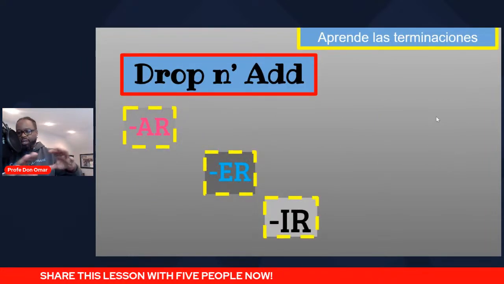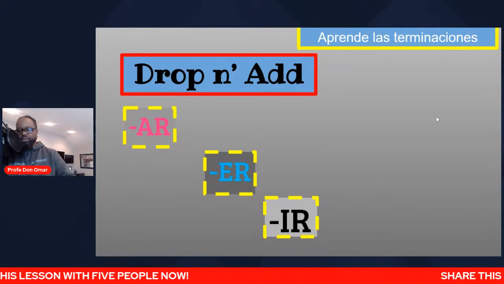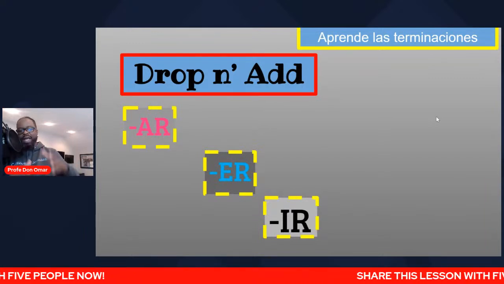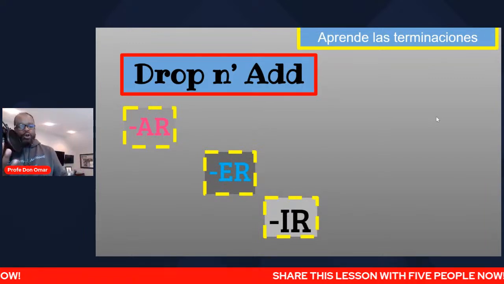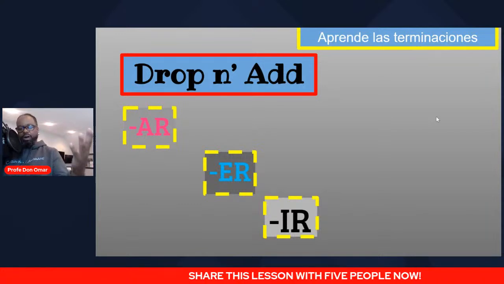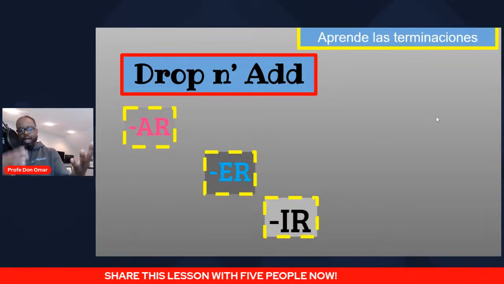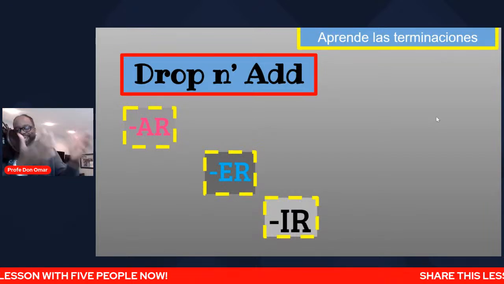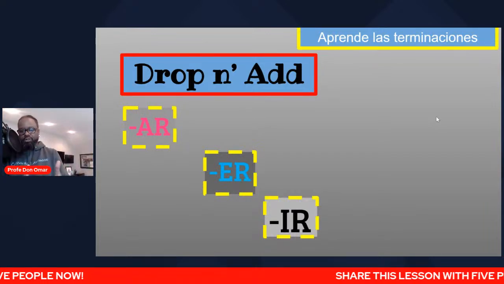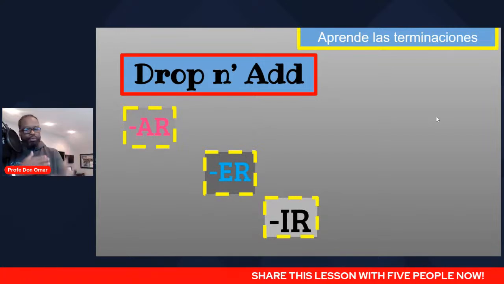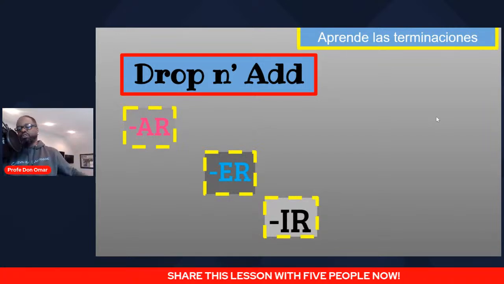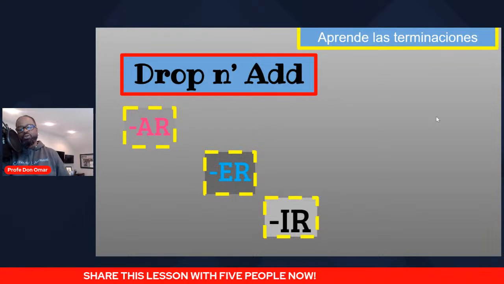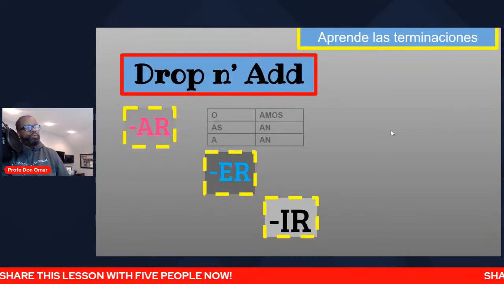Now, aprende las terminaciones. If you were not here with me, I need you to put this on your other hand. We've got our subjects, our subject pronouns on one hand. I want you to put on your other hand or on the other sticky note these endings. You've got to know these, okay? And I'm going to drill them. You show up to me, this is like a physical training or like a personal trainer at the gym. I'm going to drill these.